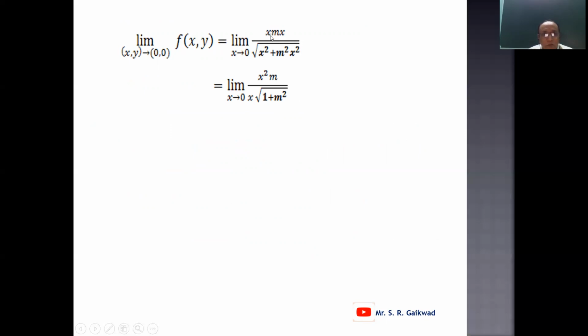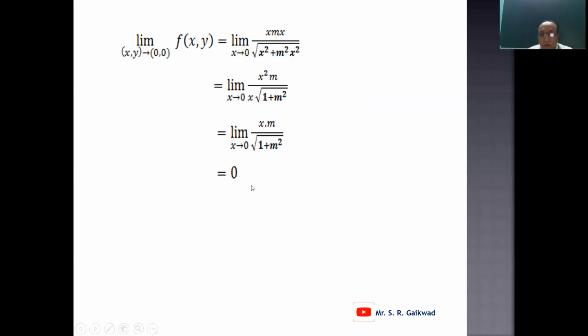We get x into value of y is mx upon the root of x square plus value of y square is m square x square, equal to limit x tends to 0 of x square into m upon. From this root term we can take x square as common. We get x into root of 1 plus m square. Then clearly x square into m upon x into root of 1 plus m square. Clearly x cancel. We get limit x tends to 0 of x into m upon root 1 plus m square. As x tends to 0, the value of limit is 0.